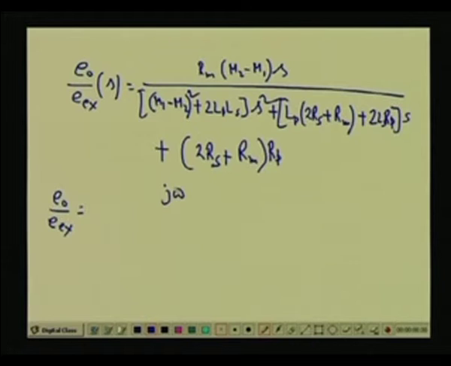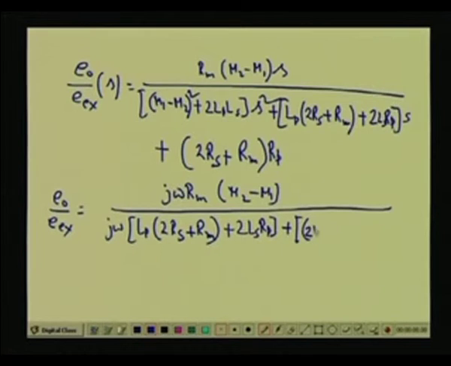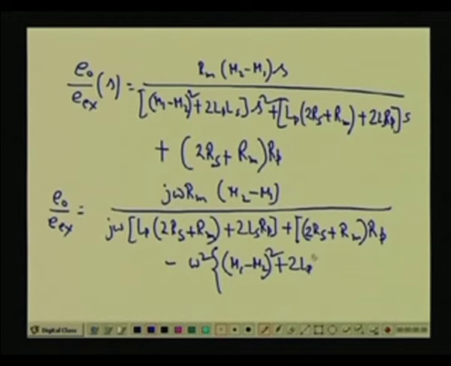These equations, if I write in the j omega domain, will look like E naught by E x equals j omega Rm (M2 minus M1) upon j omega (LP (2 RS plus RM) plus 2 LS RP) plus (2 RS plus RM) RP minus omega square ((M1 minus M2) whole square plus 2 LP LS), like this one.